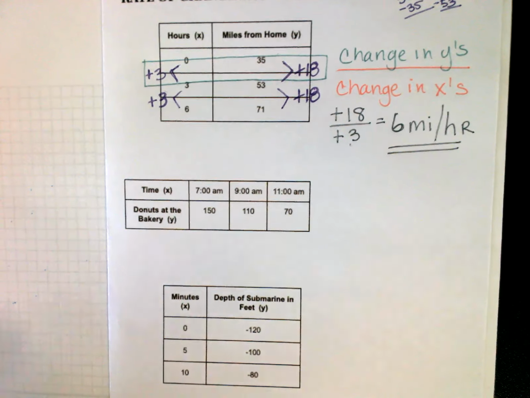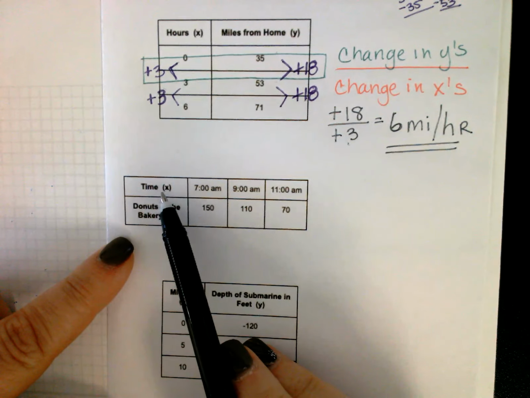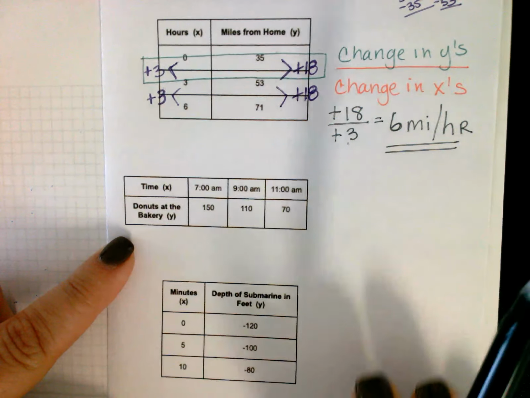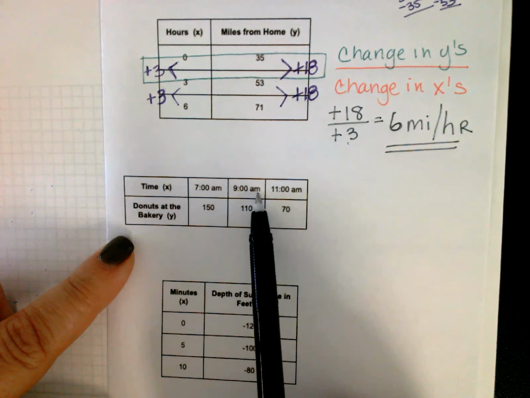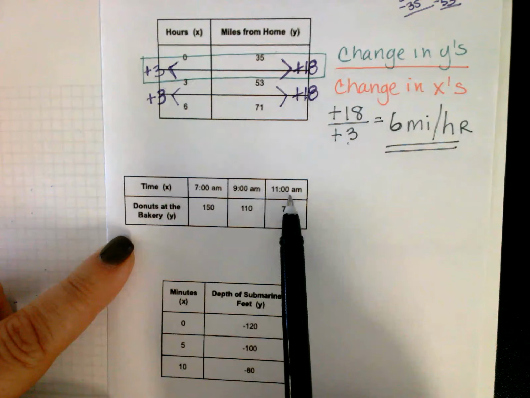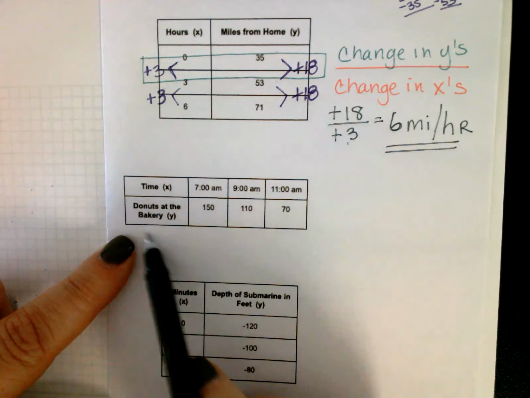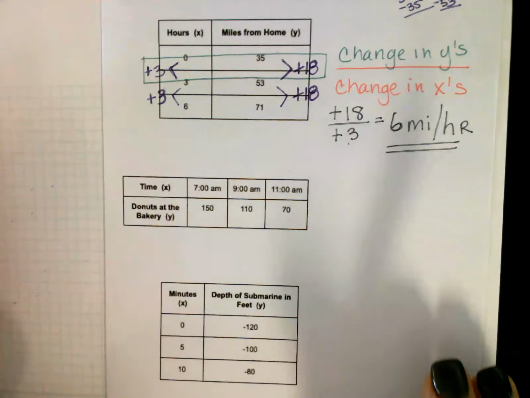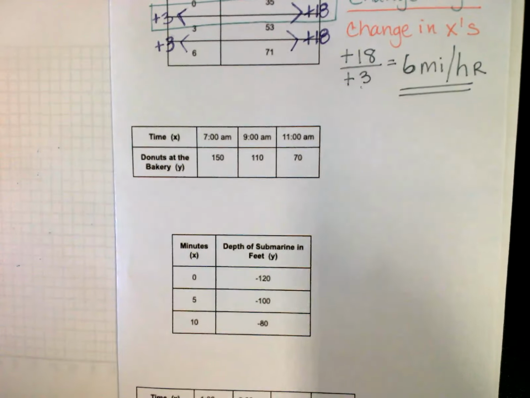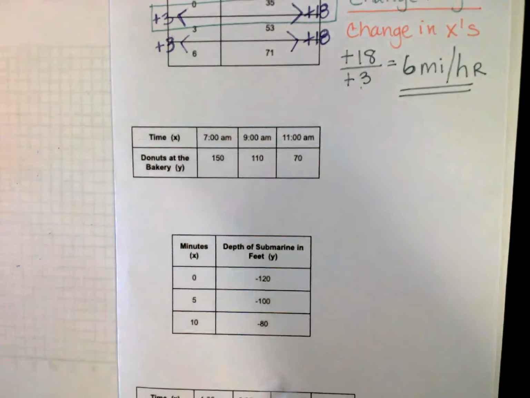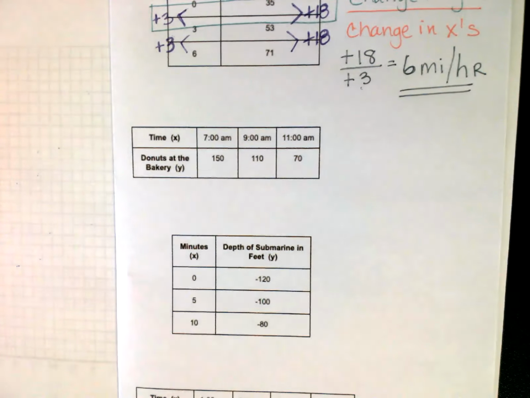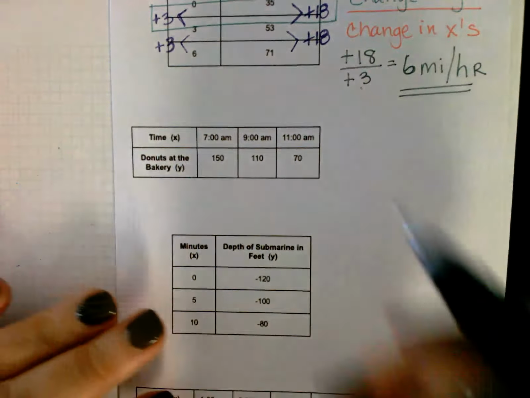Okay, we will look at the next one. Now we have time again. That will be our x, the independent variable, something we can't control. And in terms of time, we're looking at 7 a.m., 9 a.m., 11 a.m. And then we're studying how many donuts are at the bakery. At 7 a.m., there was 150 donuts. At 9 a.m., there was 110. At 11 a.m., they had 70 donuts. Kind of makes sense. People are buying donuts.